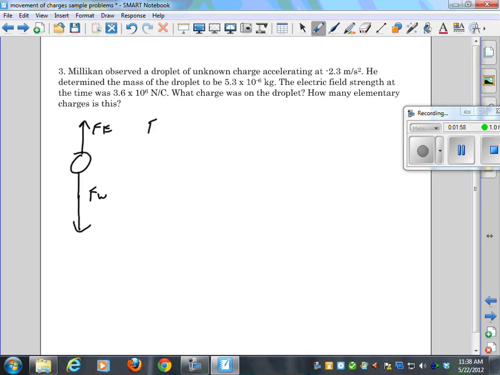I think I can. Weight force, mass times gravity. So that's going to be 5.3 times 10 to the minus 6 times 9.8, or 5.194 times 10 to the minus 5 newtons.